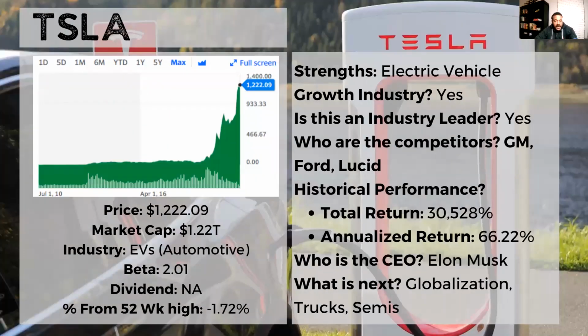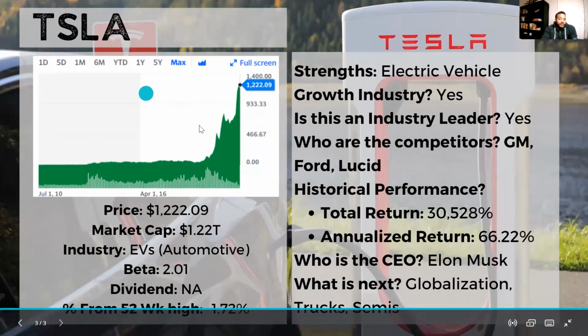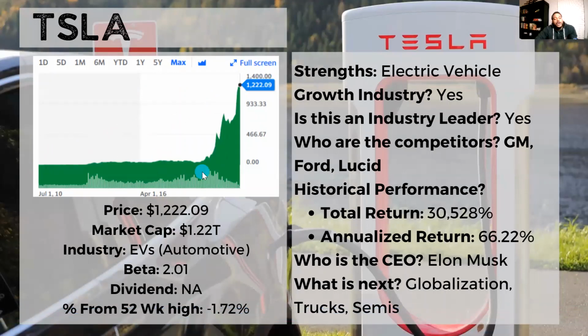And now I'm going to give the last example of the information that I pulled out of Yahoo Finance. Here we just have an example of the max chart for Tesla. And as you can see, this has been a pretty significant growth. But what you have is, again, the same information. The price, approximately 1,200. Market cap, 1.22 trillion. Tesla just hit this market cap about a week ago.